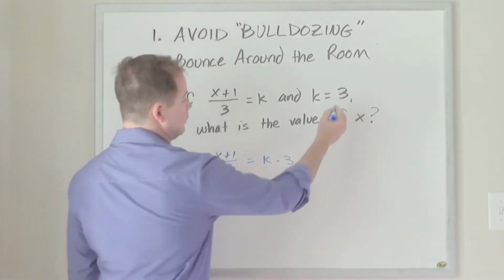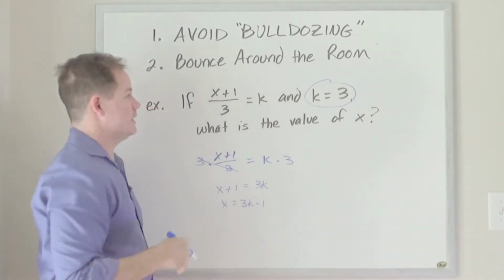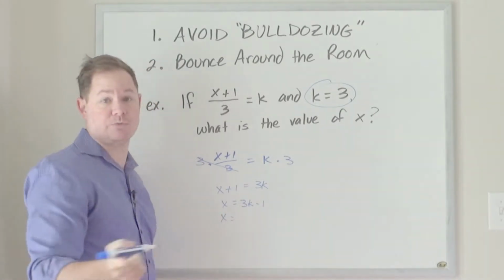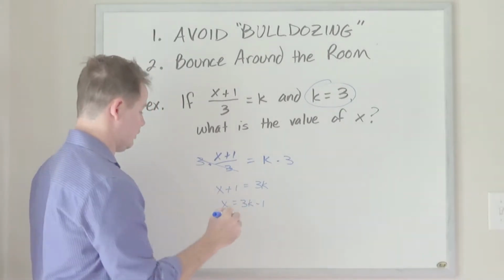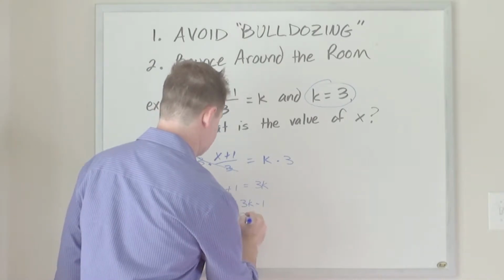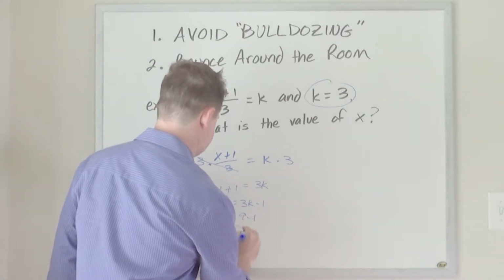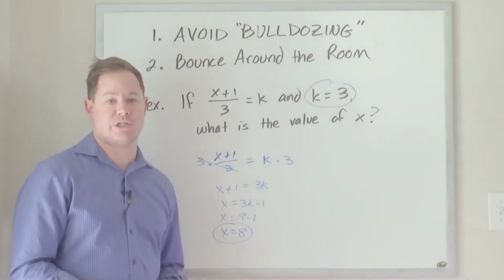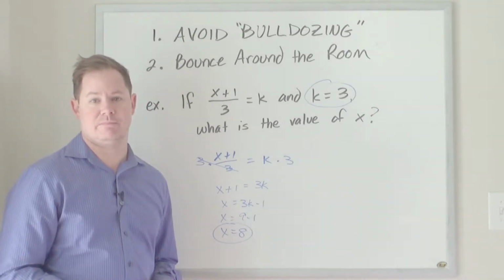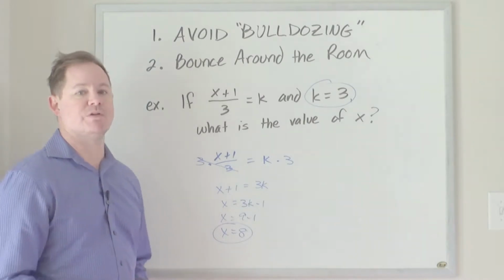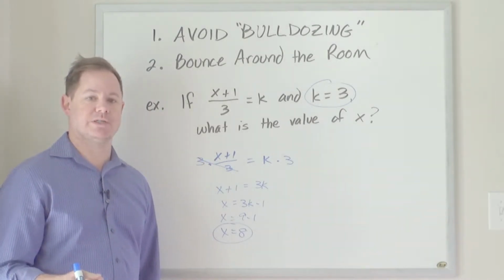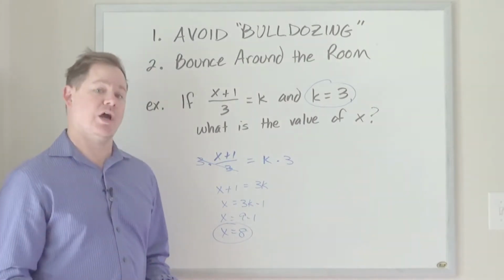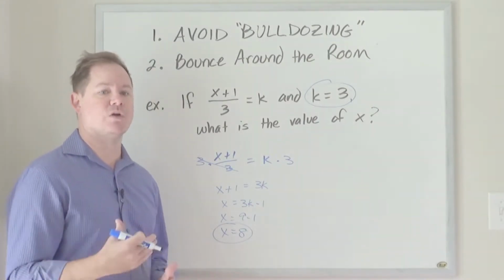And we know the value of k is 3. So if we plug that in, x would equal 3 times 3. And what's 3 times 3, guys? 9, right? Okay, good. So then 3 times 3 is 9 minus 1, and we get x = 8 as our final answer. Does anyone have any questions on that? Okay, so that's an example of bulldozing that question, because if we take that approach, we don't really give students an opportunity to participate in solving the question.